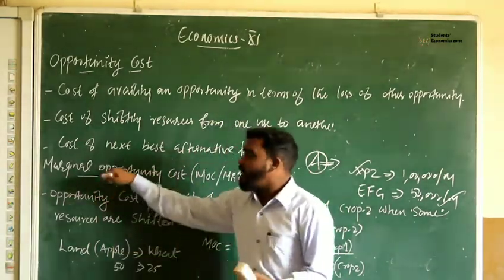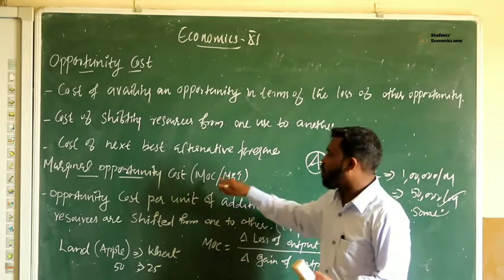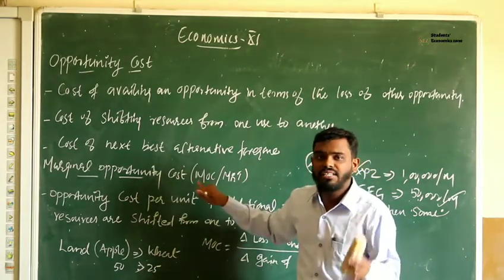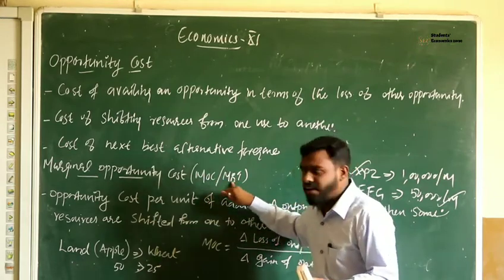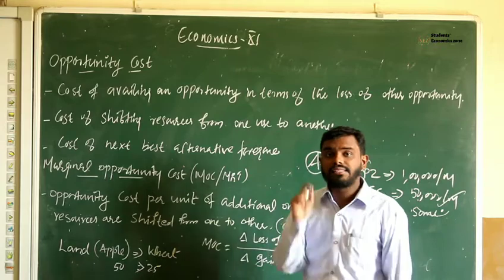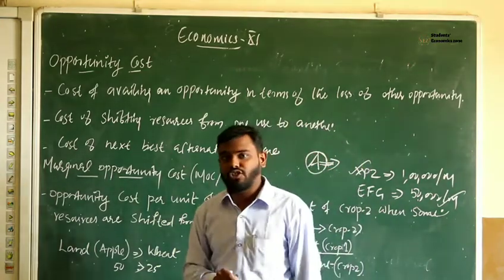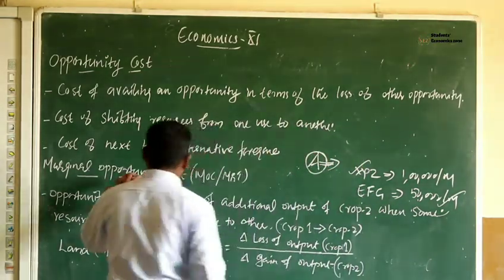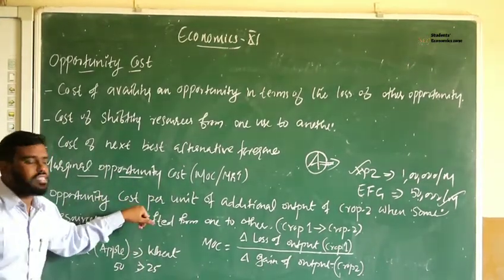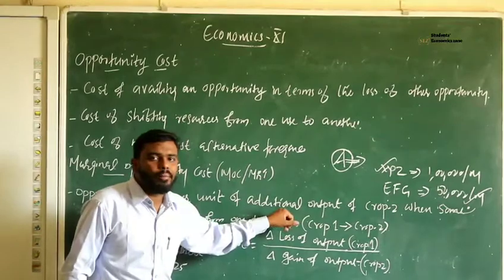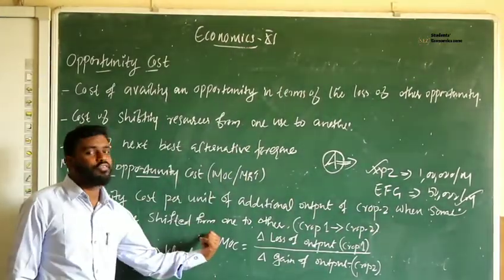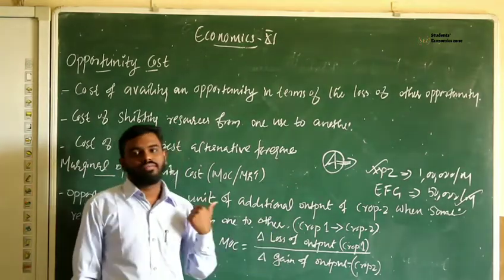Next is marginal opportunity cost, or MOC. Otherwise it is known as marginal rate of transformation, MRT. What is marginal rate of transformation? Marginal opportunity cost is defined as the opportunity cost per unit of additional output of crop 2 when some resources are shifted from one to the other.